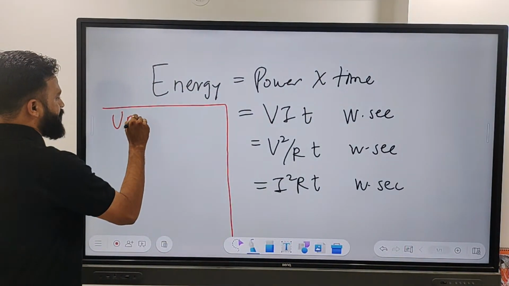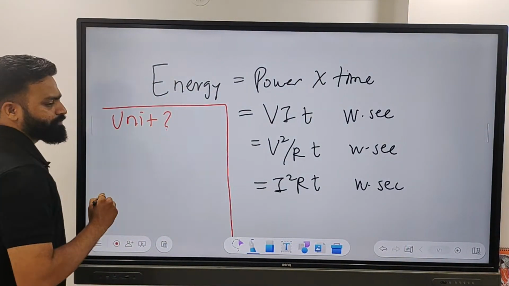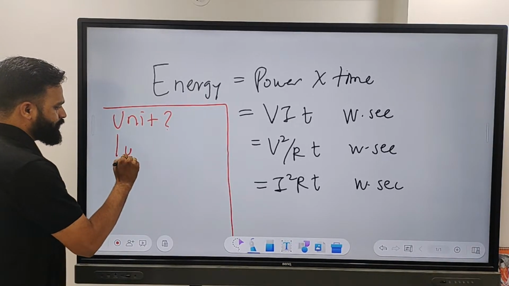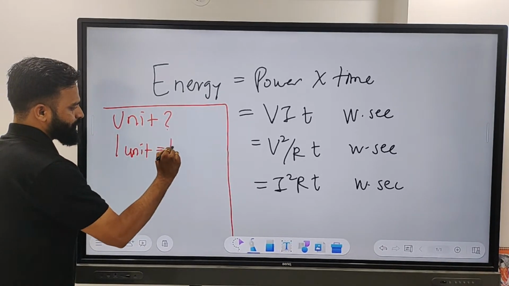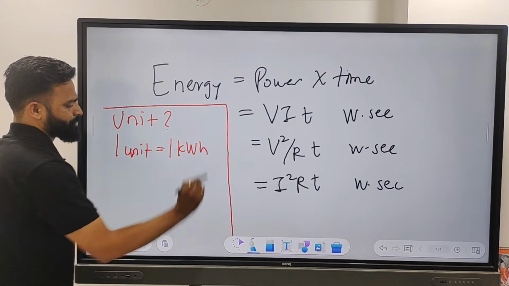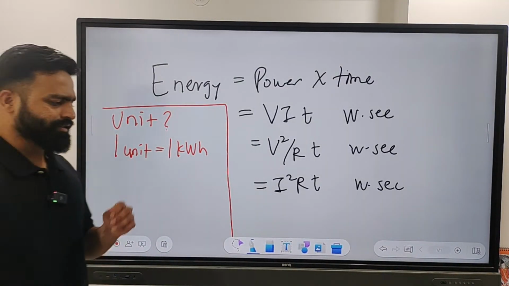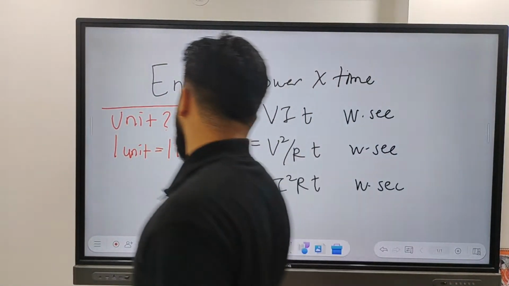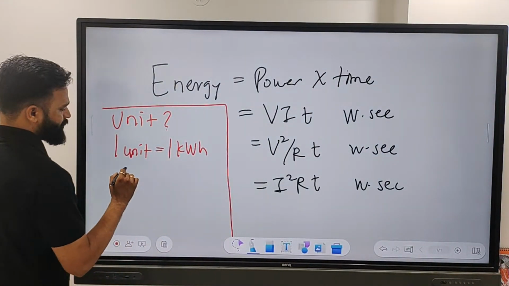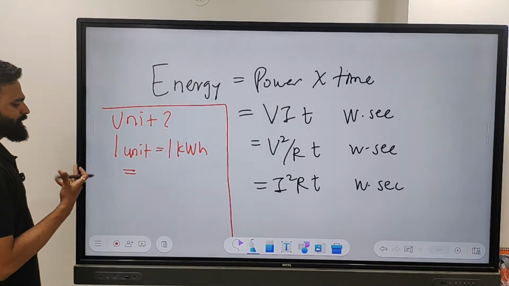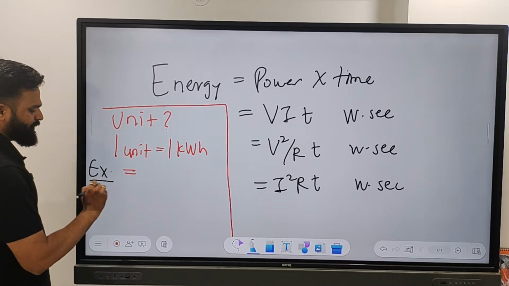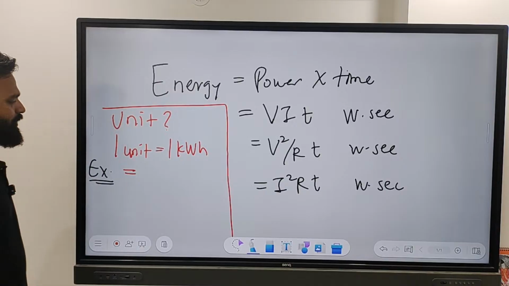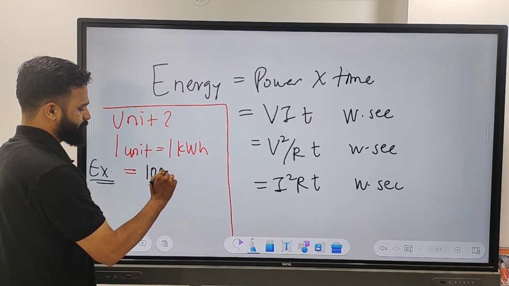So we have to understand what is the actual unit, one unit means. So 1 unit of electricity is equal to actually 1 kWh. 1 unit of electricity means 1 kilowatt hour. And 1 kilowatt hour simply can be written as, suppose, let's consider example. Let's have example. Suppose I have a 100 watt bulb.